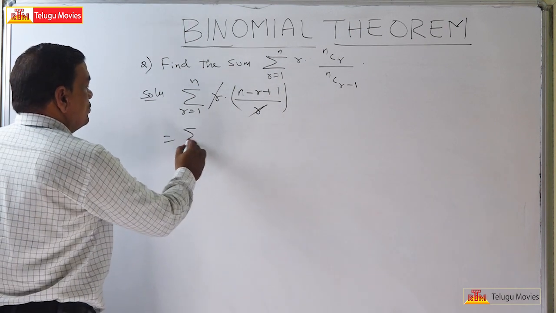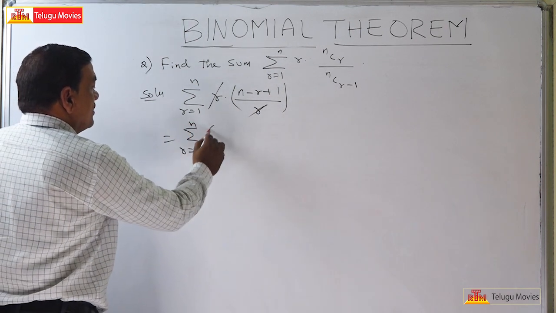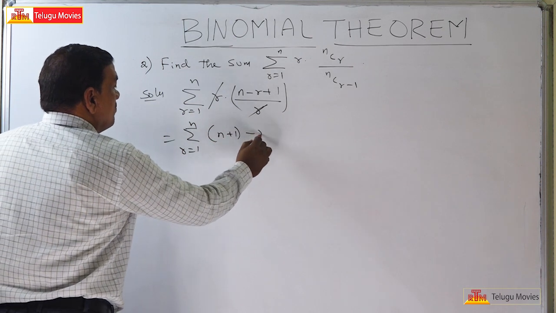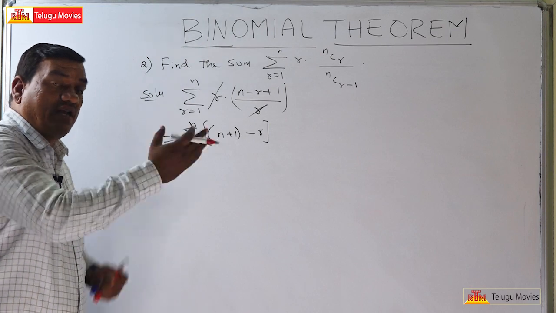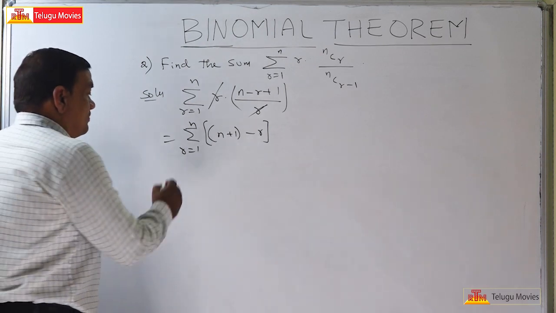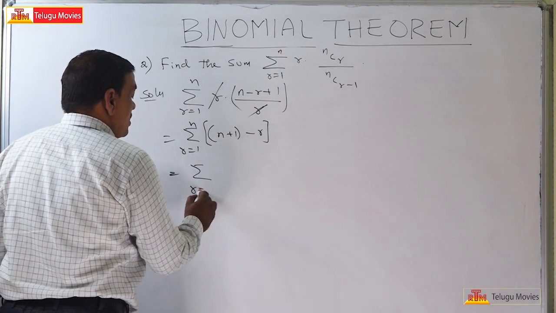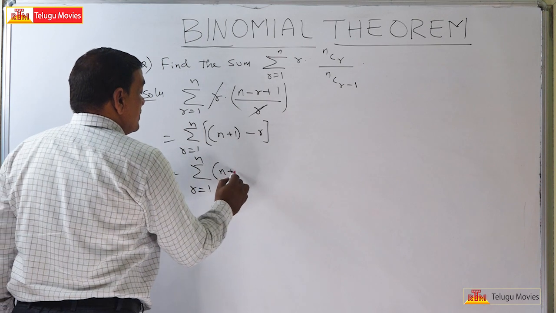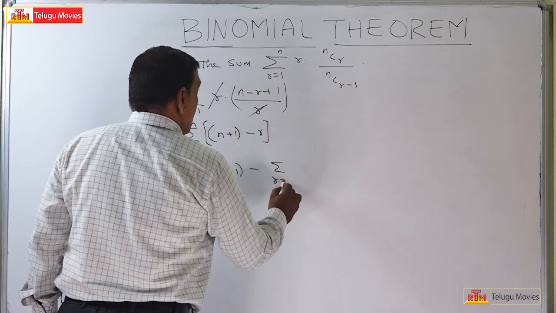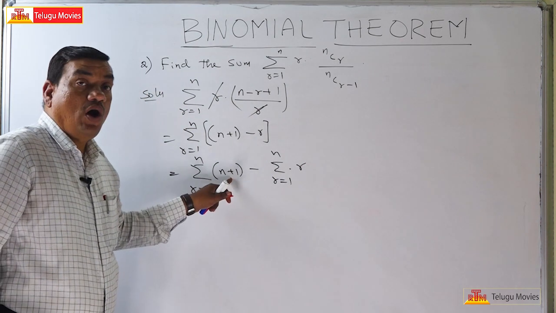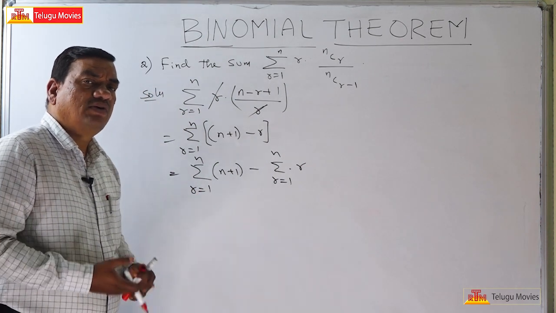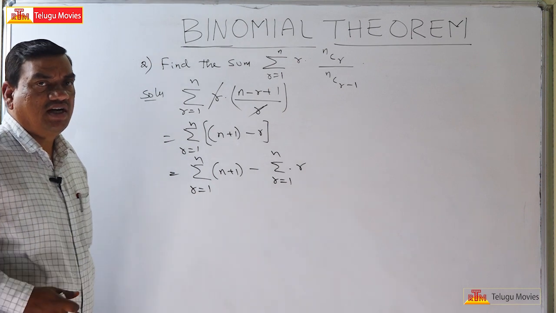So this is equal to sigma r runs from 1 to n, write down n plus 1 minus r. Write down n plus 1 minus r. We can apply sigma for both the terms. So this is equal to sigma r runs from 1 to n, n plus 1 minus sigma r runs from 1 to n, r. See here, there is no r term here, therefore n plus 1, treat it as a constant, we can take it outside.